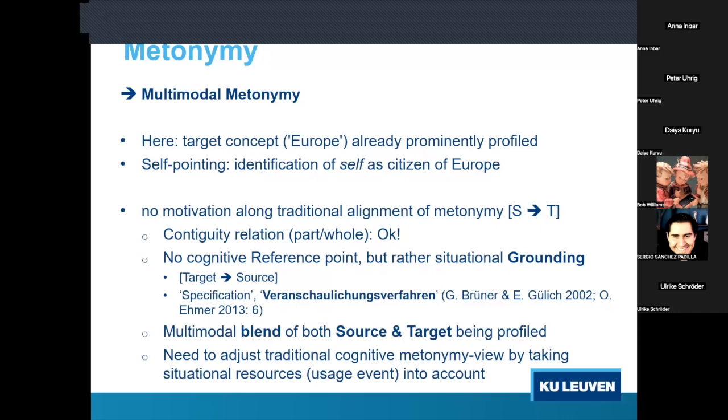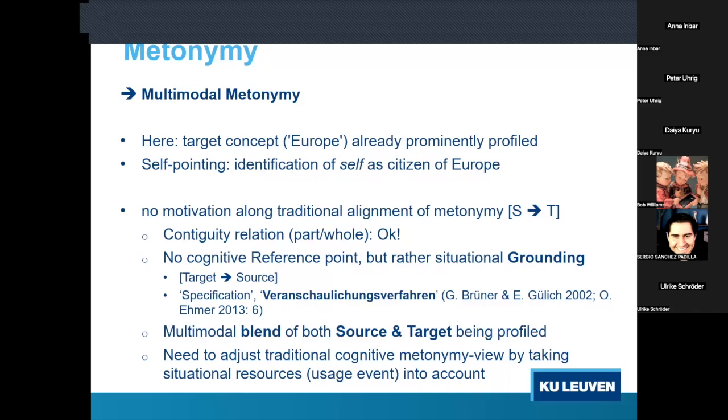So I think by looking at examples like these, and I'm not into statistics at this point, I didn't do the counting, I'm just observing phenomena just to make sure and to make clear that for different phenomena, these pointing gestures do play a significant role. But I think we need to adjust on basis of examples like these our traditional cognitive account of cognitive metonymy by taking situational resources like the usage event we just saw into account.